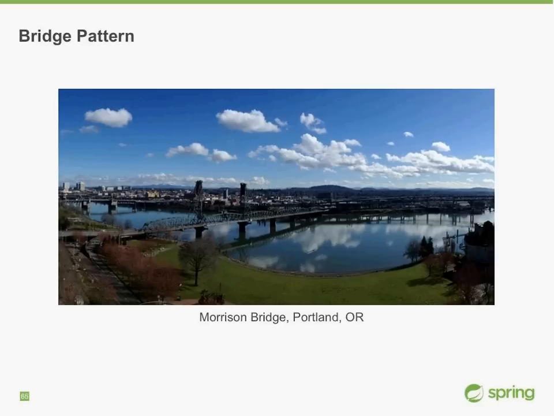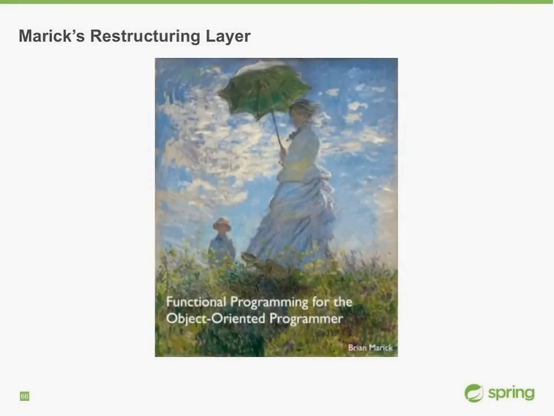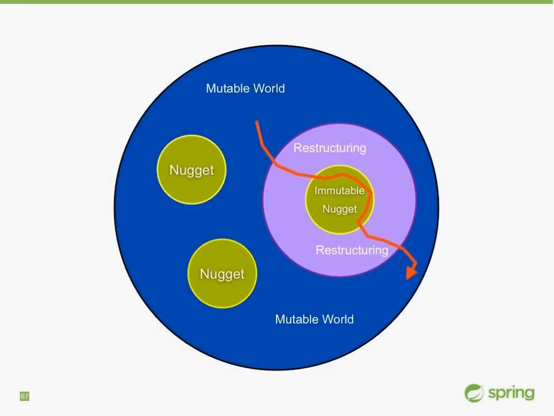I really like the way that Brian Merrick describes this idea in his book, Functional Programming for the Object-Oriented Programmer, which incidentally, if you're looking to learn functional programming and you come from an object-oriented background, I think it's one of the better books out there. So in his book, he has a diagram that looks a lot like this one.